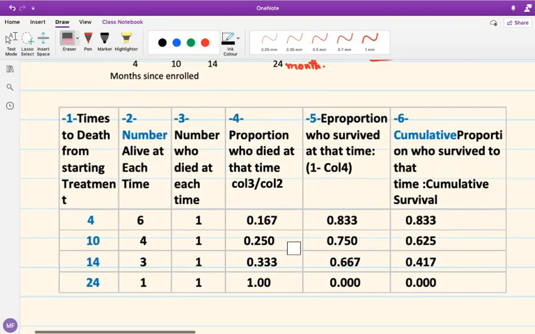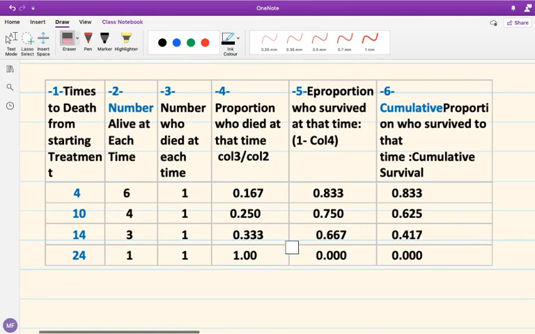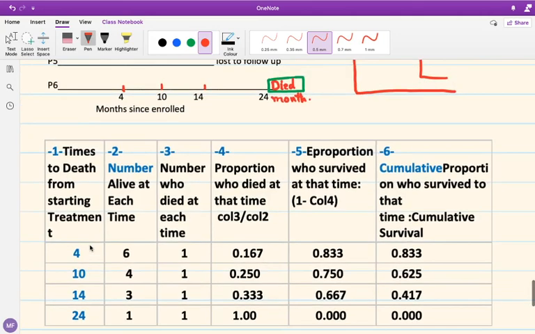Now, how to make a table for Kaplan-Meier survival? For Kaplan-Meier survival, the time stated over here is the time to death from the start of the treatment: 4, 10, 14, and 24. Then, the number alive at each time.